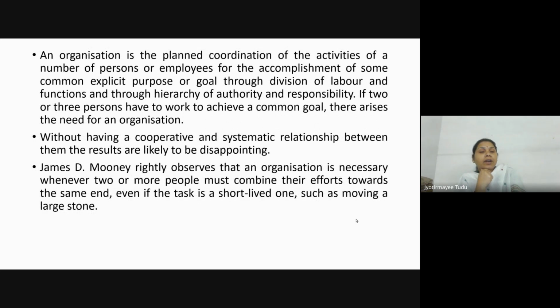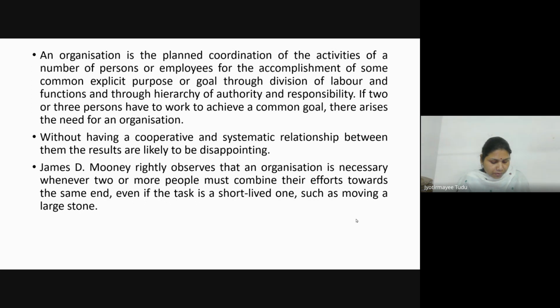As I told you, organization is the planned coordination of the activities of a number of persons or employees for the accomplishment of some common explicit purpose or goal through division of labor and functions, and through hierarchy of authority and responsibility. I have also mentioned the hierarchy of authority and responsibility. We just had a little discussion about it while discussing rational legal authority.